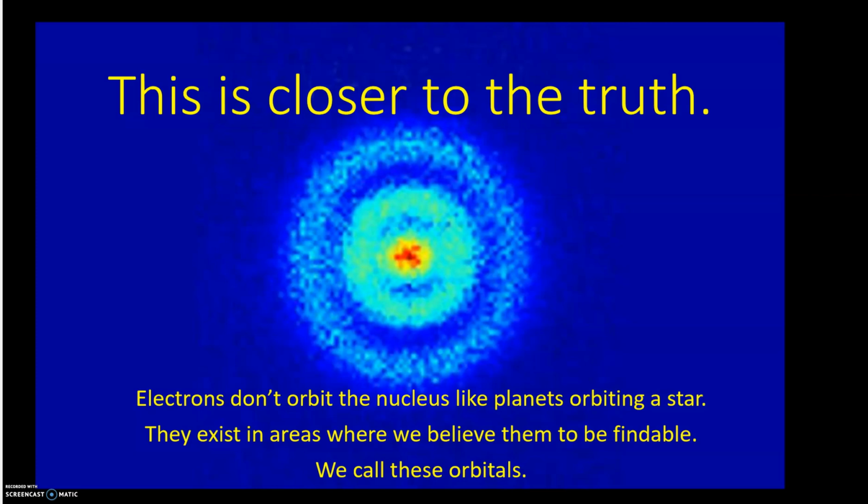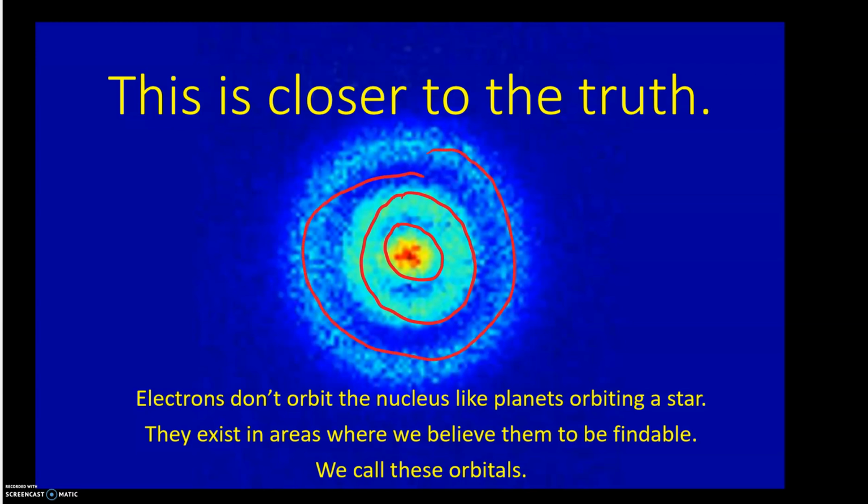It turns out that they work like this. They don't just orbit the nucleus. It's not that here is an electron and it orbits the nucleus and you can find it anywhere along this distance from the nucleus. It isn't like that. The way it works is that they are found in areas. So this is one area that we could expect to find an electron. Here is another area that we could expect to find an electron.